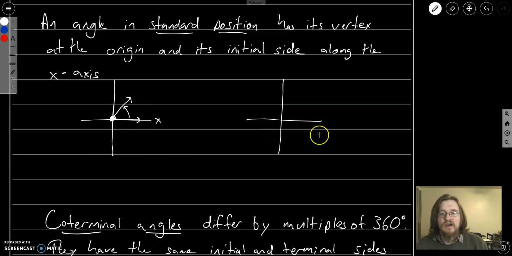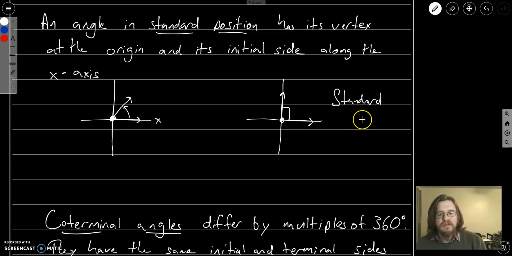So for instance, a right angle, a 90-degree angle, in standard position is going to have the initial side here, and the terminal side is going to be pointing at a 90-degree angle. It's going to be pointing straight up along the y-axis. So this is going to be a standard right angle.